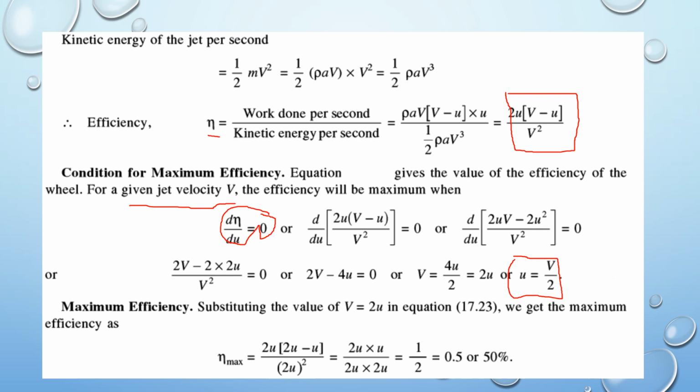Or in other words, what does it mean? It means that the wheel velocity or the vane velocity must be half of the jet velocity. That is the condition for maximum efficiency. I repeat, the velocity of the vane should be half of the velocity of the jet for the efficiency to be maximum. And substituting this value here, what is the maximum efficiency? We will get maximum efficiency to be 50%.